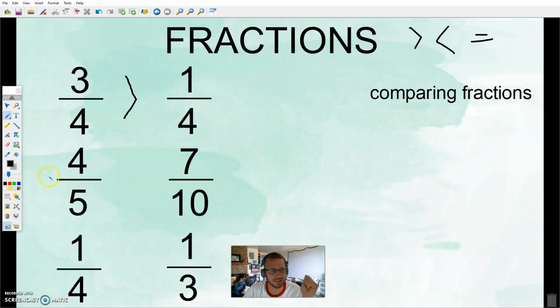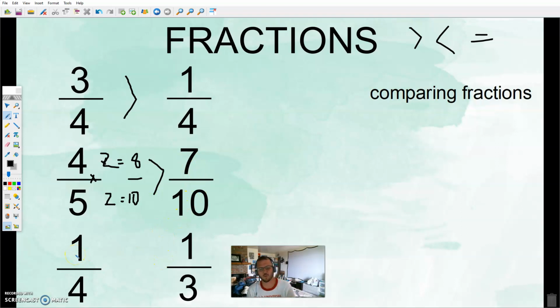Okay, we need to make those the same denominator. Now remember how we made an equal fraction. You multiply it by 1 or a number over itself. So how can I make 5 into 10? By multiplying it by 2. So 5 times 2 is 10. 4 times 2 would be 8. So 8/10 is equal to 4/5. Now I have 8/10 and 7/10. I can truly see which one of those is bigger. 8/10 is greater than 7/10.